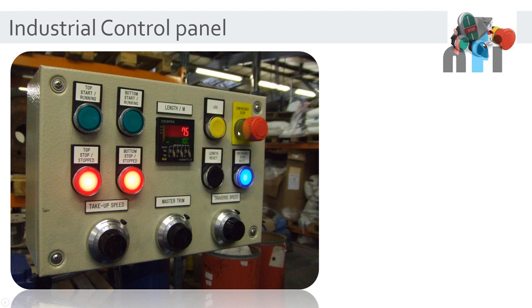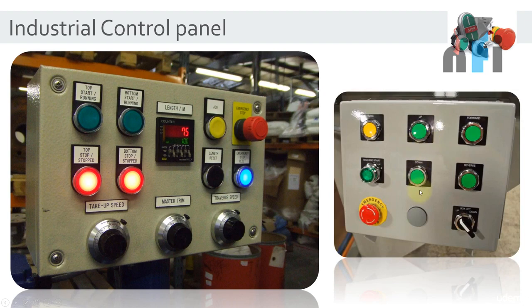We will understand how to connect these switches inside the panel, how to wire these circuits. This is another example of how a control panel looks. Whenever you see this panel, you can understand that these are some input switches and output switches, which we are going to see now.